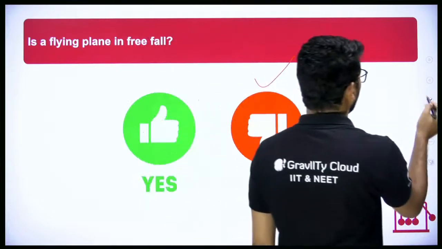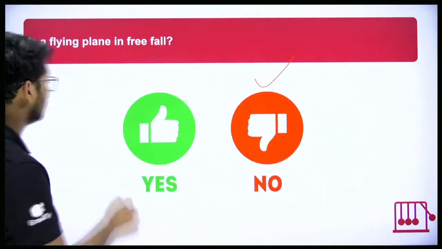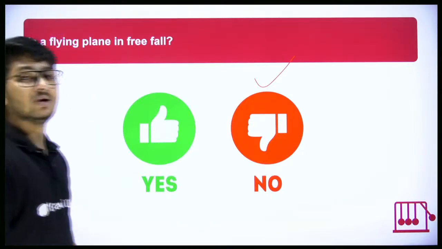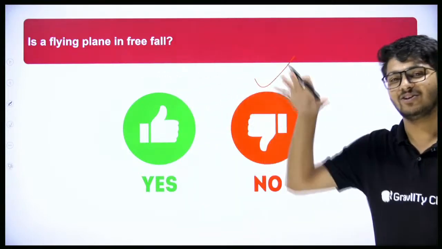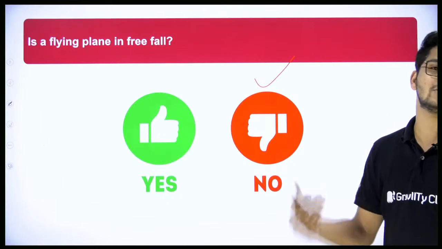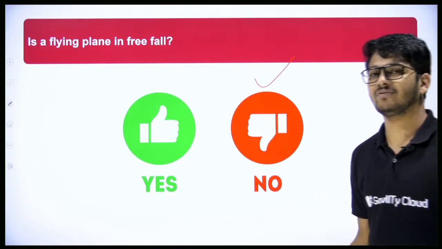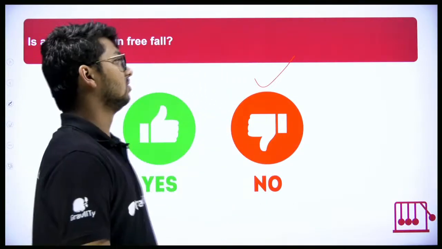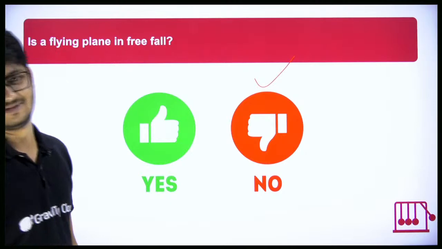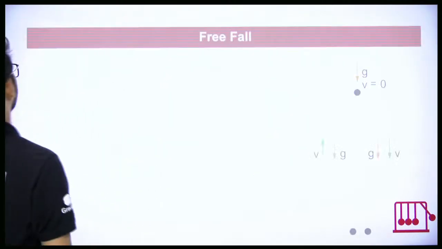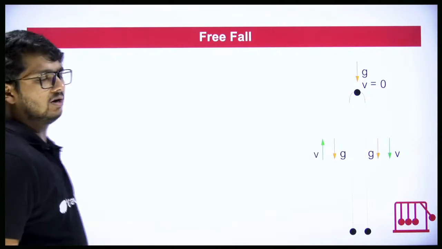Why? Because see, free fall will mean only gravitational force should act. But when a plane is flying, we know that there are forces by the engine also. Right? The engines also exert forces. One simple example, there will be force by air, there will be force by engines, many other forces, in addition to gravitational force. So is the gravitational force the only force acting? No. So is it in free fall? No. Good? Okay.